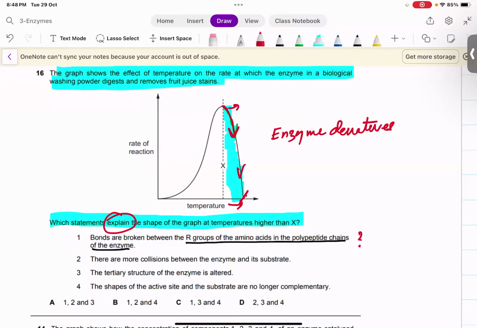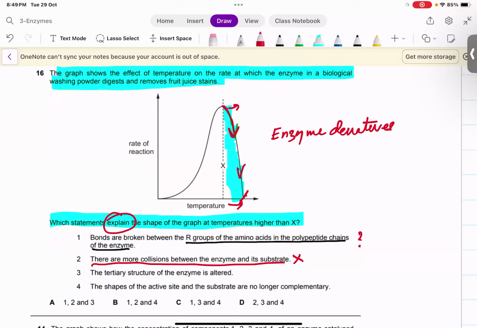There are more collisions between the enzymes and their substrate. As you increase temperature, the kinetic energy increases. There may be more collisions between them, but these are not the effective collisions. If more collisions were taking place, then the enzyme activity should not slow down. So this does not explain the graph. The rate is slowing down, and if there were more collisions, the rate should increase. So this statement does not explain it.